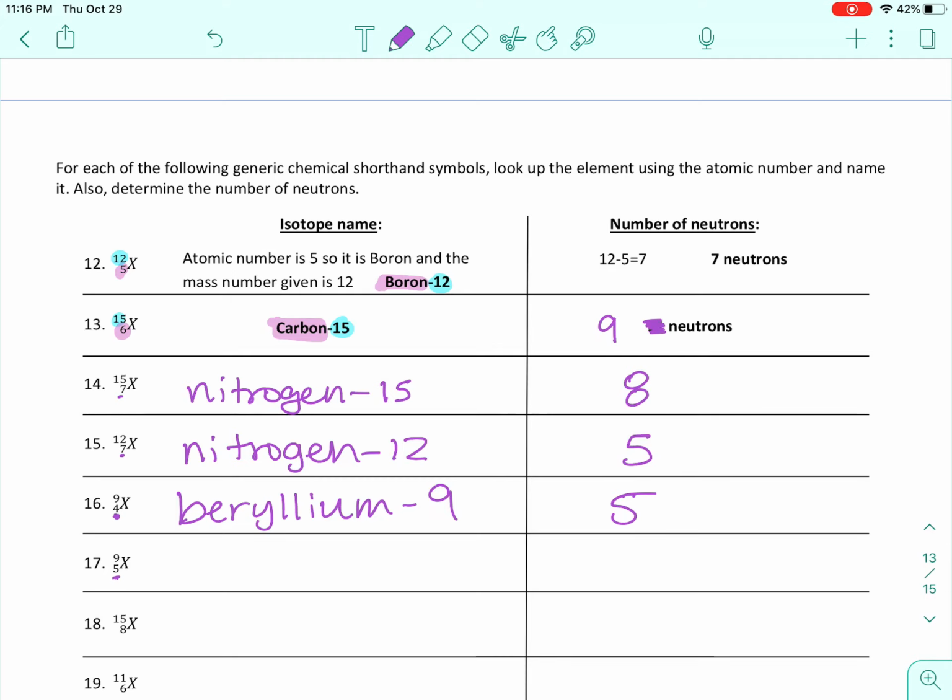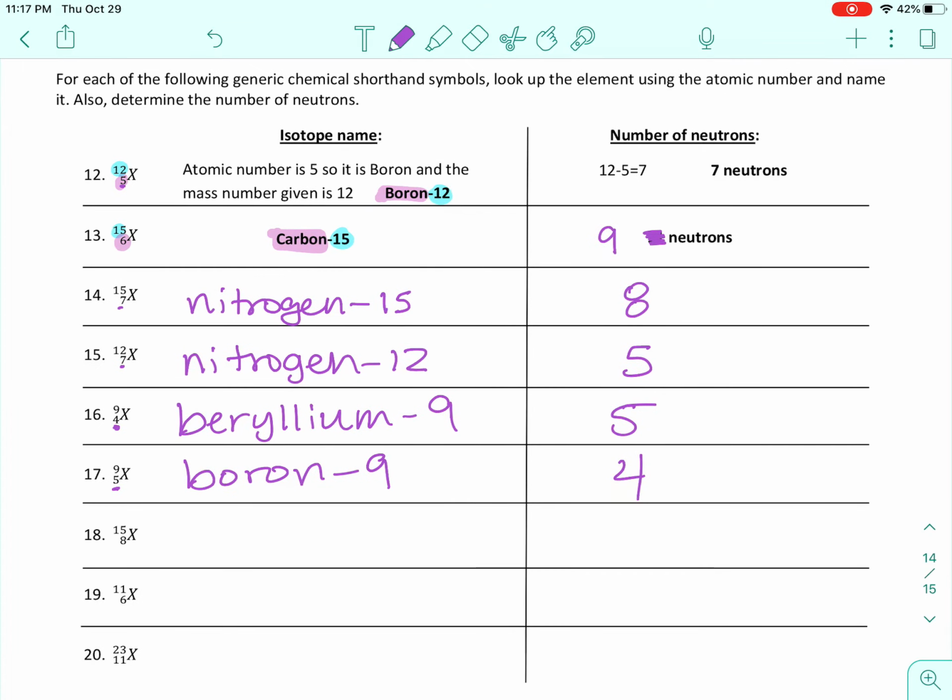Number 17, the atomic number is 5. That's just like up here where the atomic number was 5. That was boron, so it's still boron. Boron 9. So 9 minus 5 is 4 neutrons. 18, atomic number is 8. That's oxygen. And this is going to be oxygen 15. Again, you just need to look it up on the periodic table. 15 minus 8 is going to give us 7 neutrons.